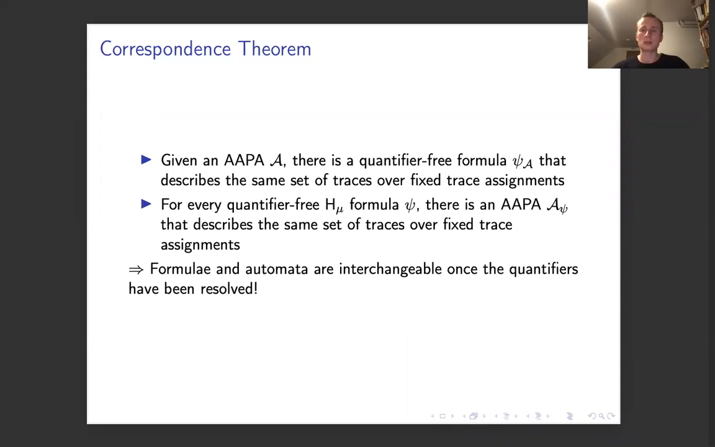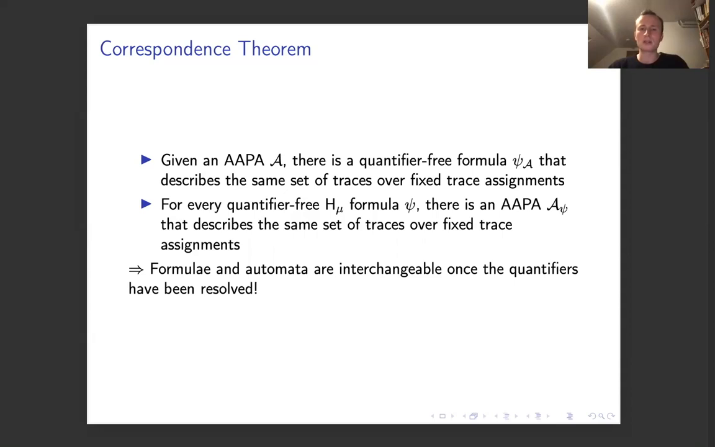So it has two directions, and in the first direction, it says that if you have an AAPA, you can also have a quantifier-free formula psi A in HMU that describes the same set of traces. And the other direction also holds, meaning if we have an HMU formula psi, we also have a matching AAPA A psi that also describes the same set of traces.